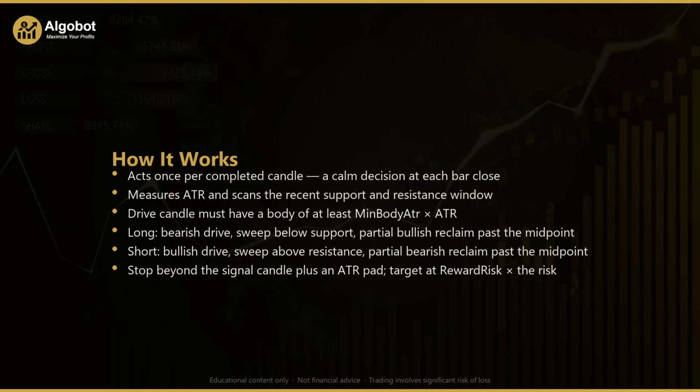Risk is defined the same way on both sides. The stop loss sits beyond the signal candle's extreme, padded by the ATR stop multiplier, which defaults to 1/2 of the ATR. The distance from entry to that stop becomes the risk unit. The take profit is placed at the reward to risk multiple, 1.6 by default, meaning the target is 1.6 times the size of the risk. And to keep things disciplined, only one position is held per symbol at a time.